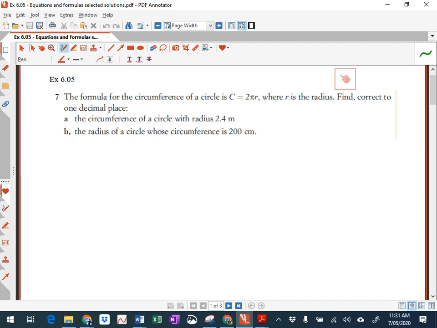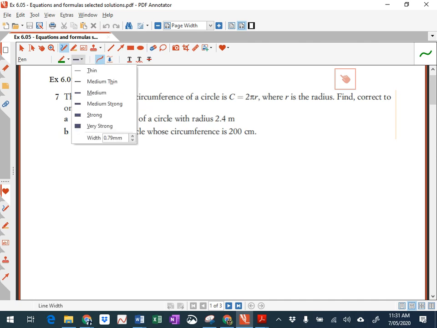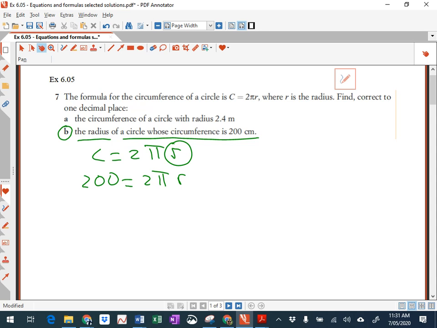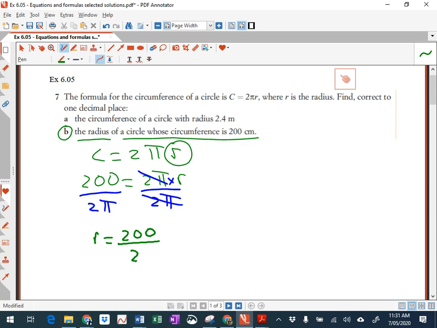So firstly, for 7b, you've got to find the radius of a circle whose circumference is 200 centimetres. So here's your formula. You've got to find what the radius is, and they give you that the circumference is 200 centimetres. The easiest way to do this question is just to get rid of that 2 pi, so divide both sides by 2 pi. That cancels, and that leaves you with r is equal to 200 divided by 2 pi.